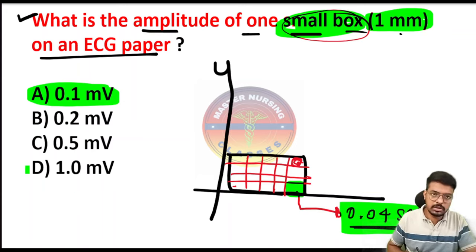Okay, so I have just explained the same thing in Kannada also, nothing extra and nothing special, right? So that is very important. For one small box, it is taking 0.04 seconds.